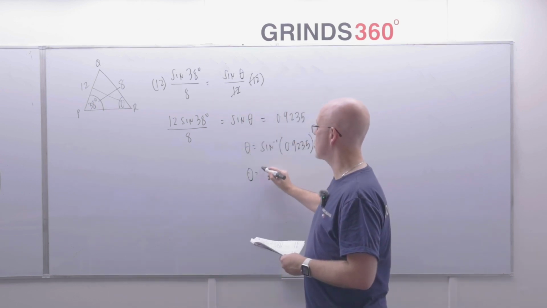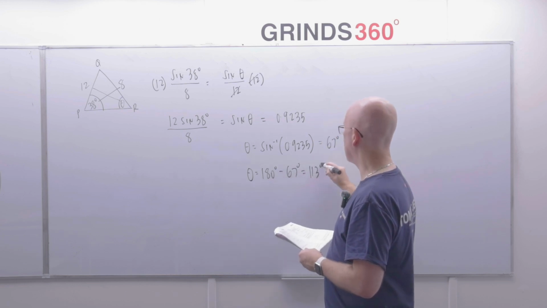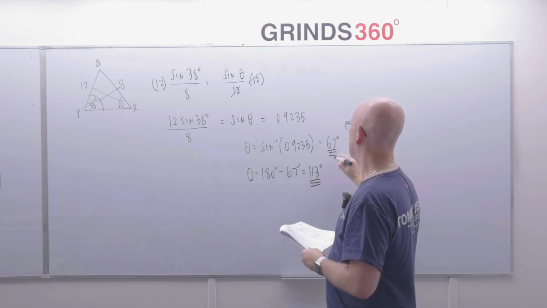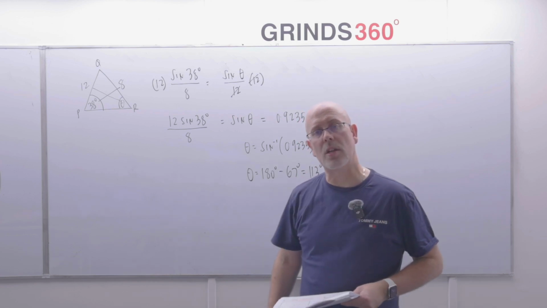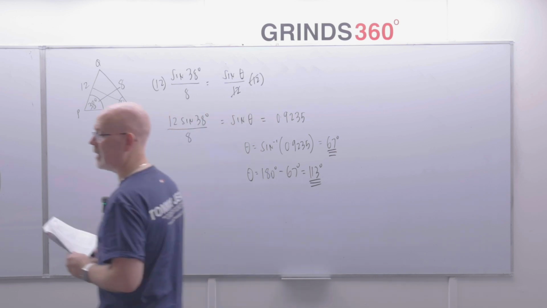Well, the second solution is just 180 degrees take away the one we've got, take away the 67, and that's 113. So there's my two solutions. 67 and 113 are the two solutions I'm looking for. Okay? So that's the ambiguous case.